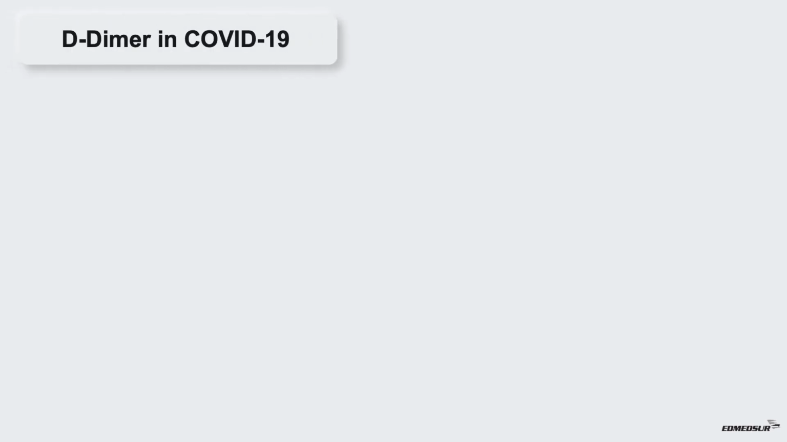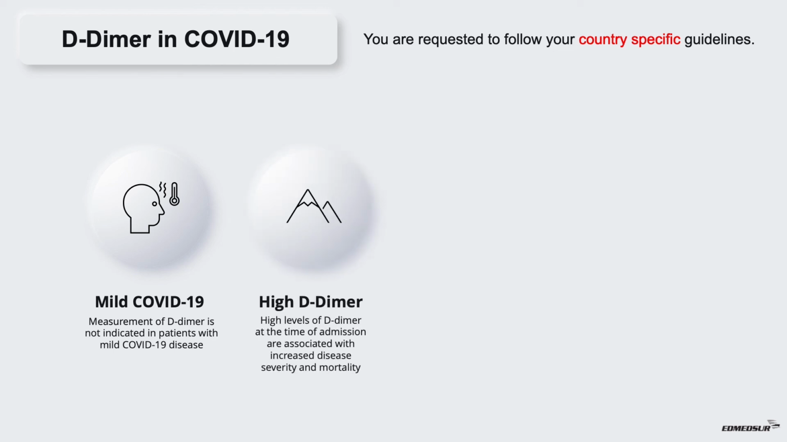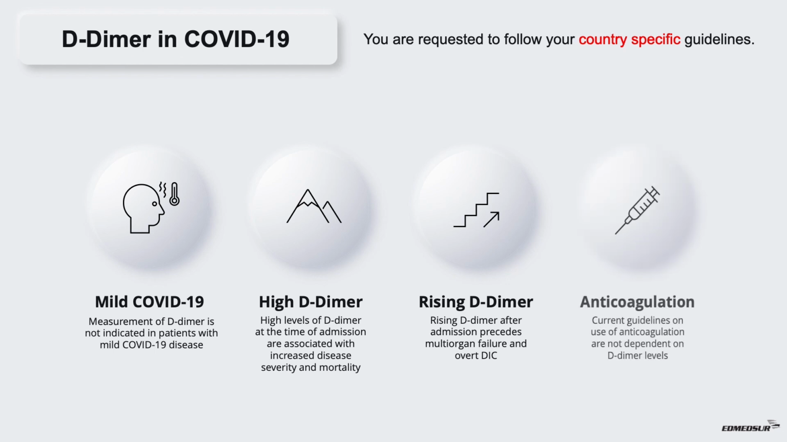D-dimer in COVID-19. You are requested to follow your country-specific guidelines. Measurement of D-dimer is not indicated in patients with mild COVID-19 disease. High levels of D-dimer at the time of admission are associated with increased disease severity and mortality. Rising D-dimer after admission precedes multi-organ failure and overt disseminated intravascular coagulation. Current guidelines on use of anticoagulation are not dependent on D-dimer levels.